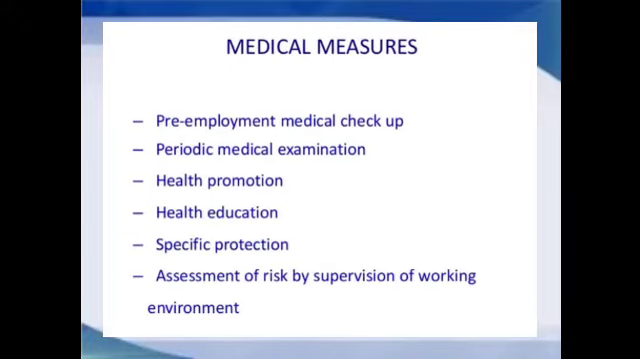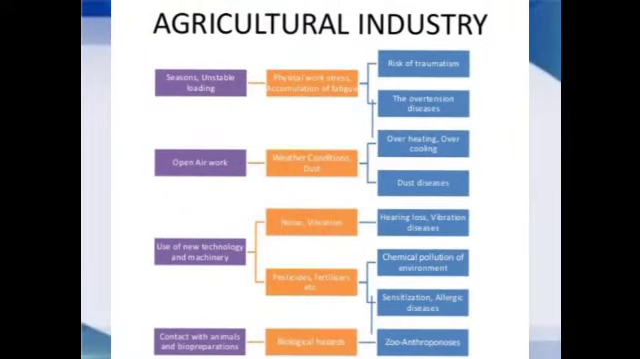So we have here the medical measures, which are the pre-employment medical check-up, the periodic medical examination, the health promotion, health education, specific protection, and assessment of risk by supervision of working environment. So those are the medical measures. So next, in agricultural industry, there are 4 types of work, which are the seasonal or unstable loading, the open air work, use of new technology and machinery, then the contact with animals and biopreparations. So, in seasonal or unstable loading, there is physical work stress.